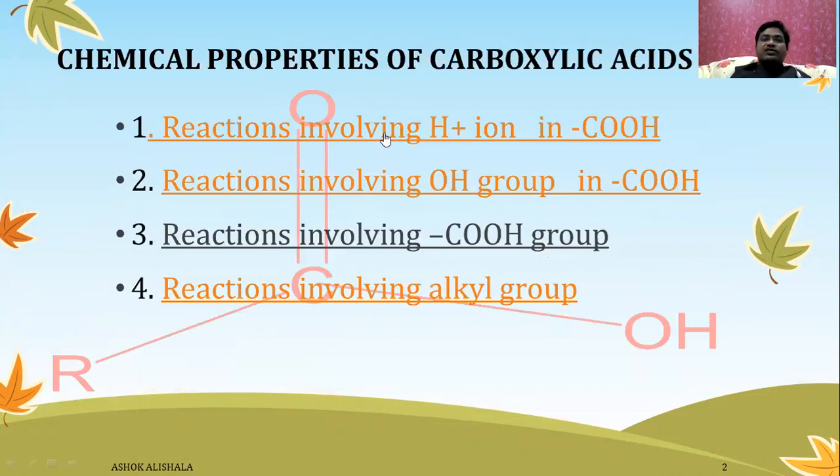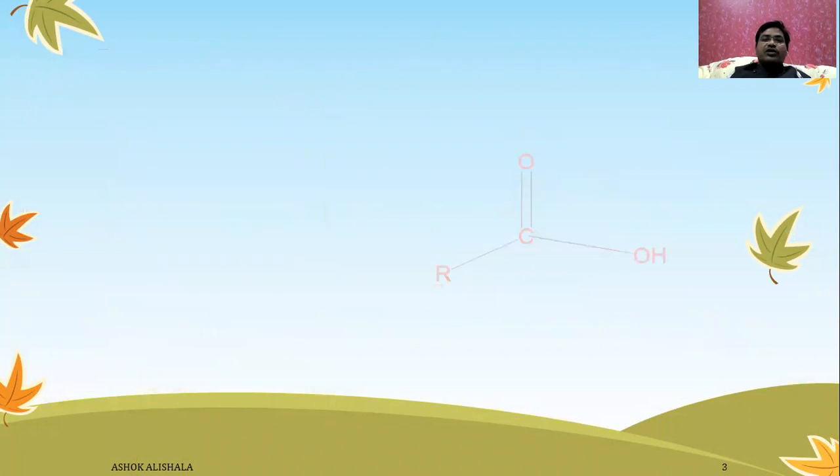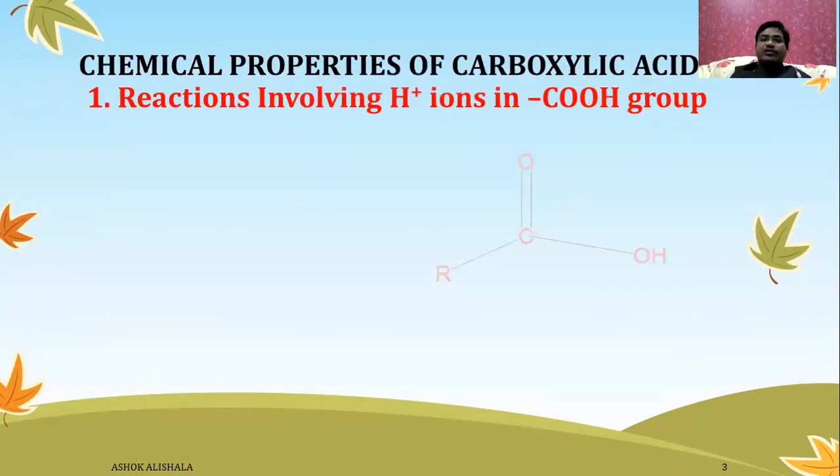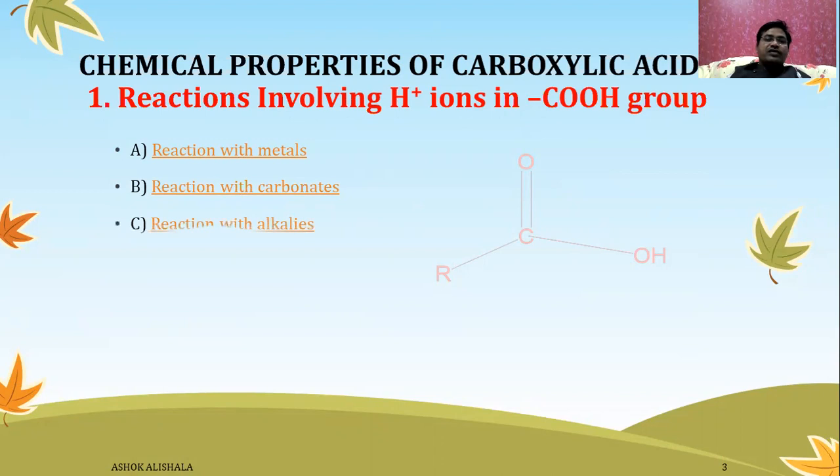Now let us see the first one. What are the reactions that involve H plus ions in the COOH group? The first one is reaction with metals. The second one is reaction with carbonates. The third one is reaction with alkalis. These are the 3 reactions which involve H plus ions in the COOH group.